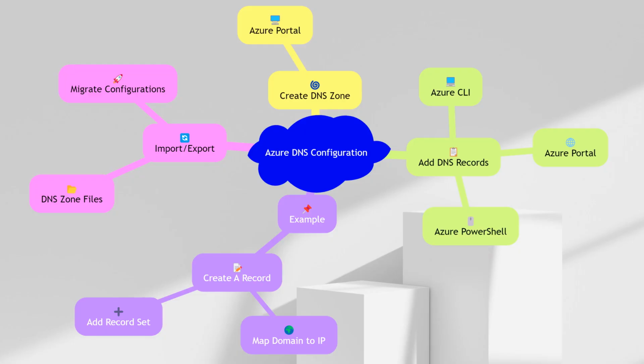To configure Azure DNS, you first need to create a DNS zone in the Azure portal. Once the zone is created, you can add DNS records to it. These records can be managed through the Azure portal, Azure CLI, or Azure PowerShell. For example, to create an A record that maps a domain name to an IP address, you would navigate to the DNS zone, select Add Record Set, and enter the necessary details. Azure DNS also supports importing and exporting DNS zone files, making it easy to migrate existing DNS configurations to Azure.